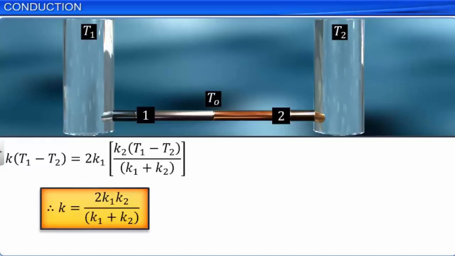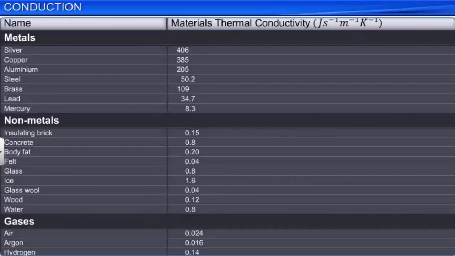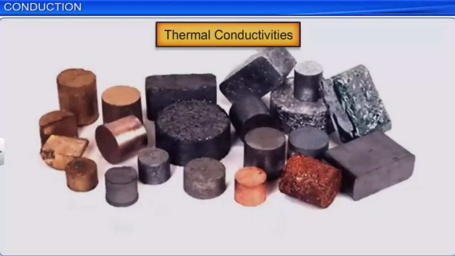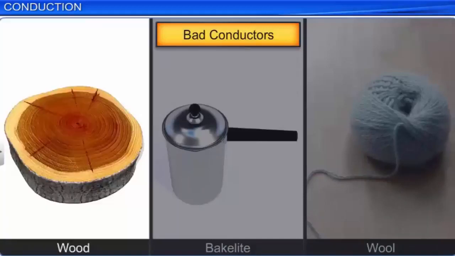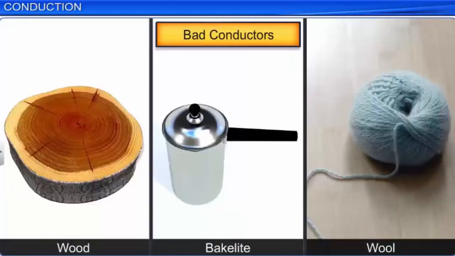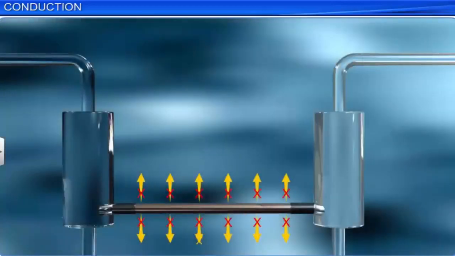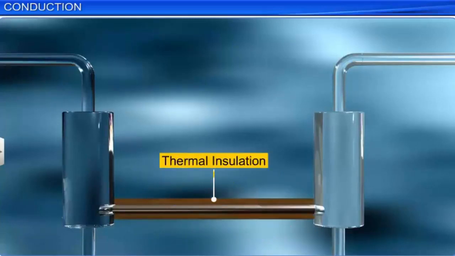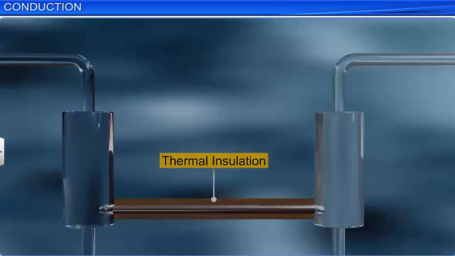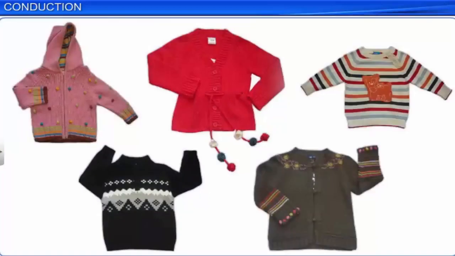The table shows the thermal conductivities of some materials. Metals have very high thermal conductivities and hence conduct heat rapidly. Materials like wood, bakelite, and wool are bad conductors. When loss of heat by conduction is to be restricted, the body must be surrounded by an insulating substance. For example, we use woolen clothes in winter to prevent loss of heat, as the air is entrapped in the pores of the wool fabric, which acts as an insulator.